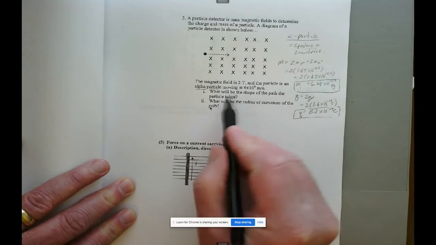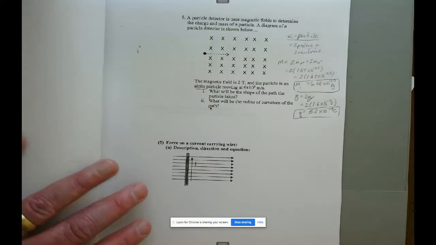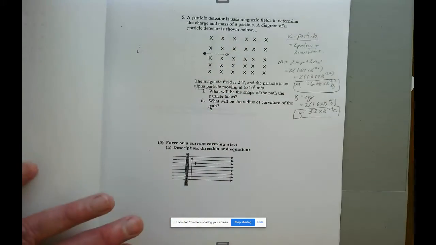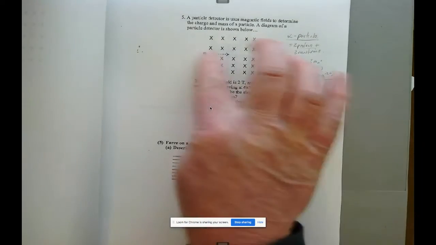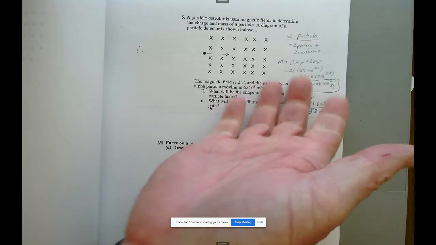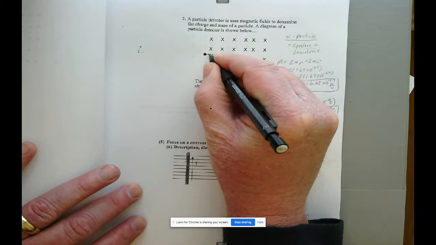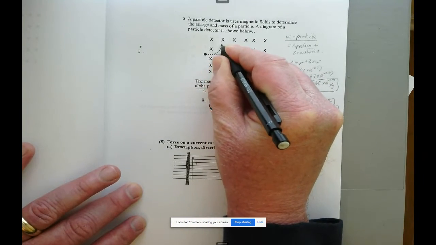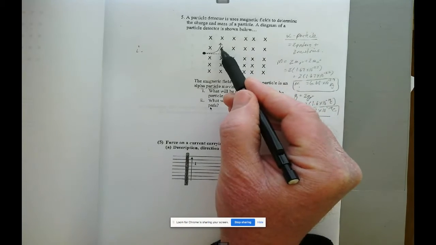Now in part 1 here, it says what will be the shape that it takes. Maybe we'll talk about that up here. And I'm going to use the right-hand rule for this. And this thing is positive, so I just use my right-hand rule. The charge is moving to the right, and the magnetic field is into the page. So I make my thumb point to the right, my fingers point into the page, and my palm is pushing up. So the force on it is going to be up. So it starts to curve like this.